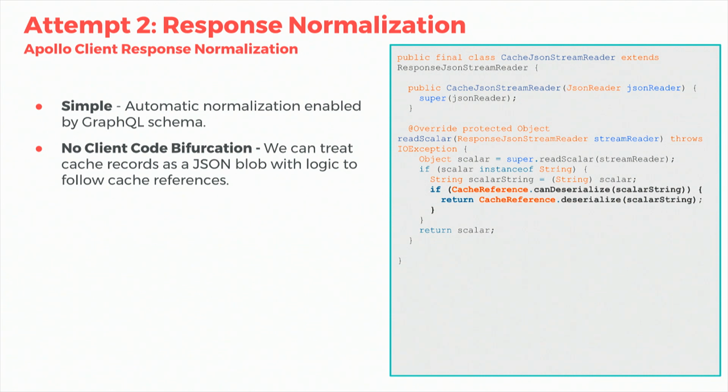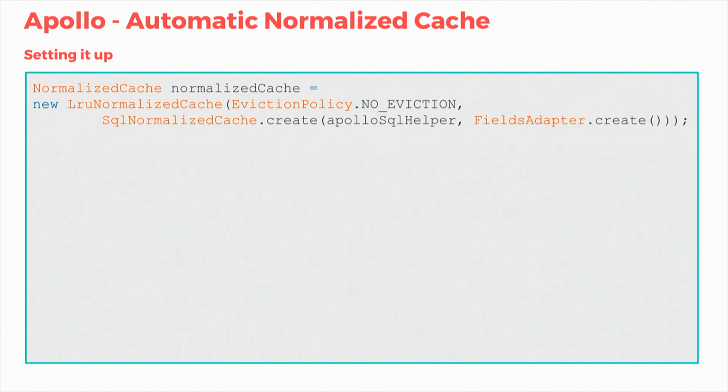But with Apollo, a lot of these problems are fixed. It's really simple. There's very little work you need to do as a developer to enable normalization. And this is because the GraphQL schema and awareness of that helps out a lot. And there's very, very little code bifurcation. Really, the only difference is this tiny little snippet right here that I've highlighted, which is when we're reading from the cache, we have a reader that checks to see if string fields are of a cache reference type, and then it just follows that reference as it's reading. So very, very small differences between the two code paths.